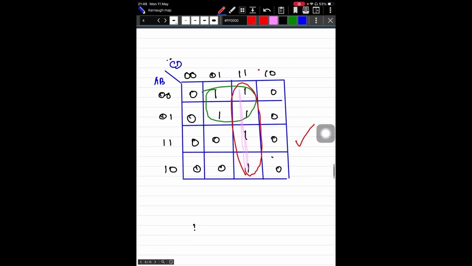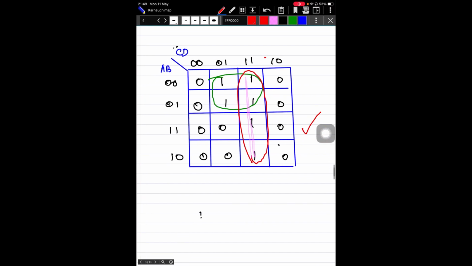Is that clear? So now for naming the boxes, I'll take the green box first. The green box, I'll project it row wise. A is common, B is not common. Am I right? I'll project it column wise. Here C is not common, whereas D is 1, D is 1. D is common, right? For my green box, what will be the name now? A is common and A takes the value of 0. So it will be A dash. And D is common and it takes the value of 1. So it will be D.